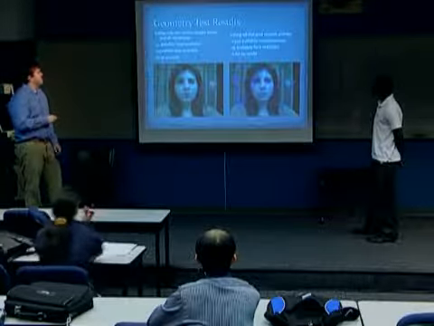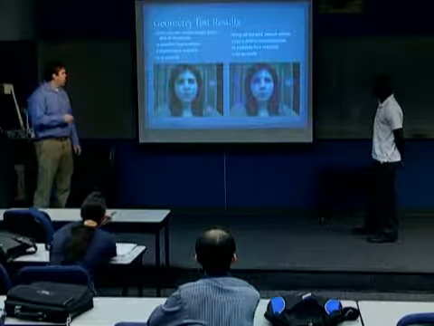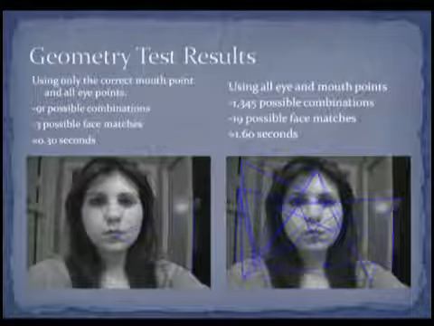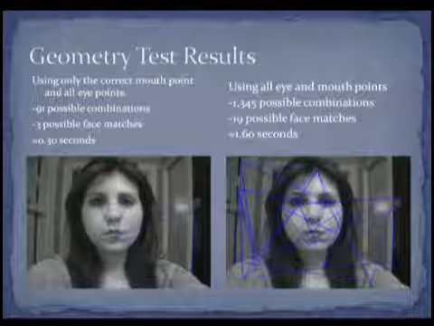Using the previous image, if I used only the correct mouth point and all eye points, it came up with 3 possible face images, including the correct one. Out of 14 eye points for this image, there's a total of 91 possible combinations. It finds 3 that pass all 3 tests and takes about 0.3 seconds. Now if I use all 16 mouth points with all 14 eye points, there are 1,345 possible combinations. It finds 19 possible face matches. It's kind of hard to tell with all of them overlapping one another, but it takes about 1.6 seconds.